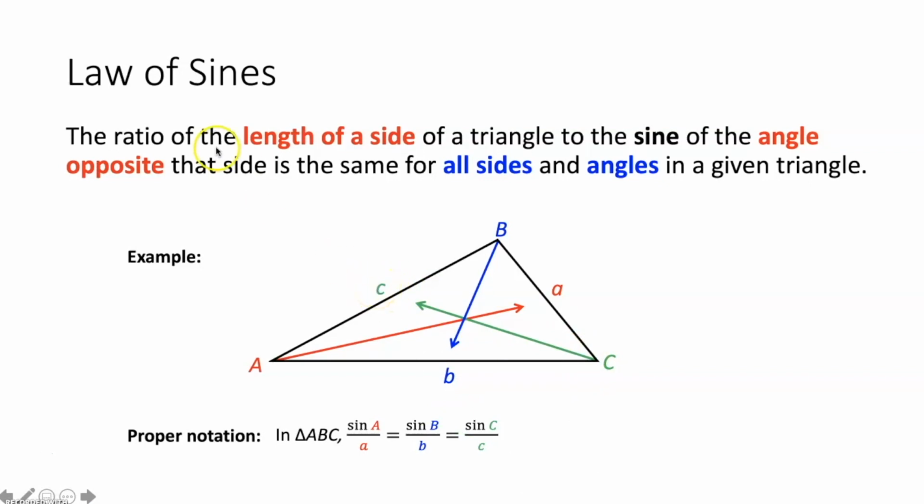So what the law of sines says is that I can take the sine of angle A and put it over the measure of the side opposite that angle, which is lowercase a. That ratio is going to hold up for all angles and sides in this particular triangle, meaning the sine of A over a is equal to the sine of B over b, which is equal to the sine of C over c. That is the law of sines.